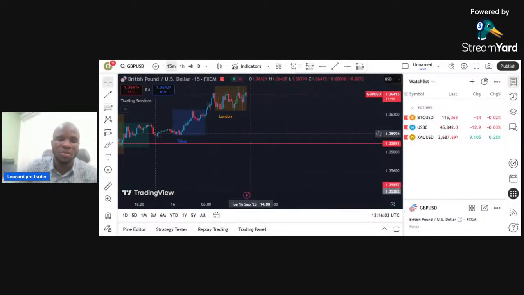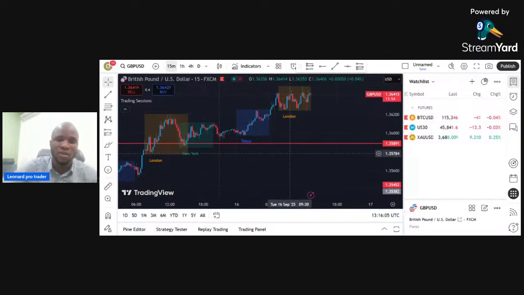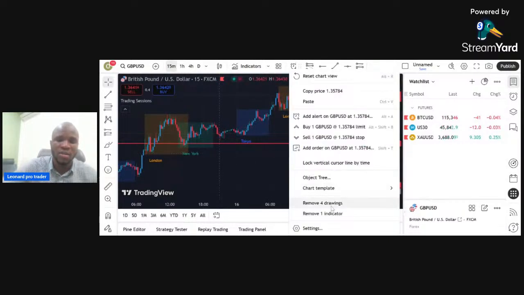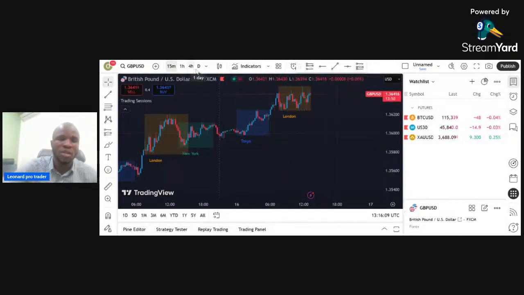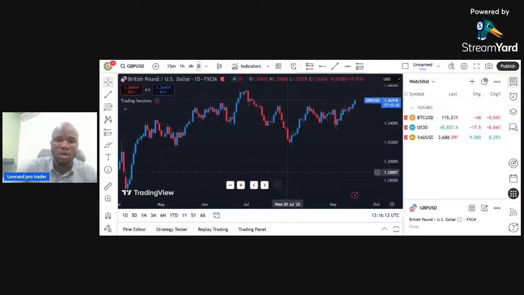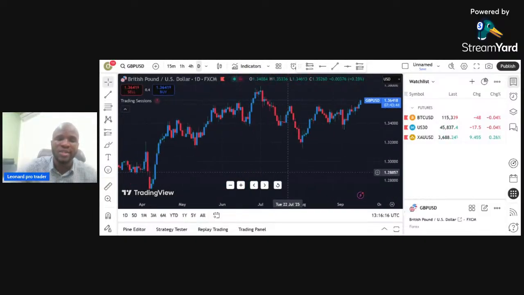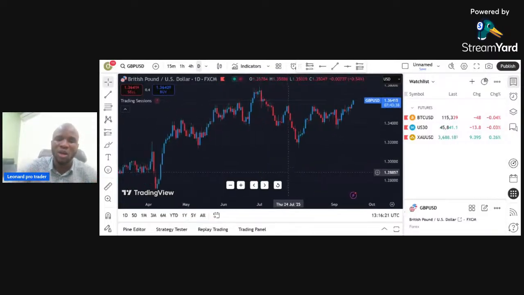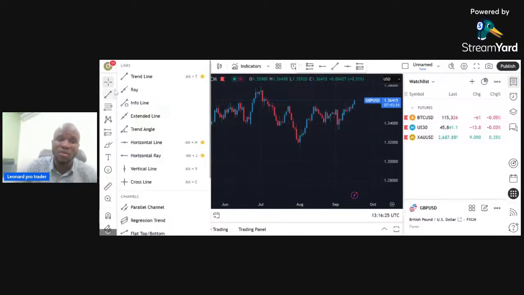So now this is the GBP USD chart. When you come to a chart, the first thing you want to do is come to the daily time frame. That's what I do: top-down analysis. The daily time frame helps you understand the overall direction of the market, what direction the market has been going.